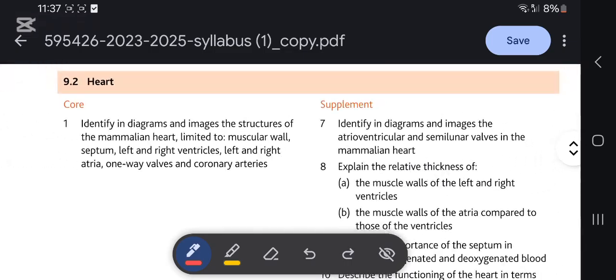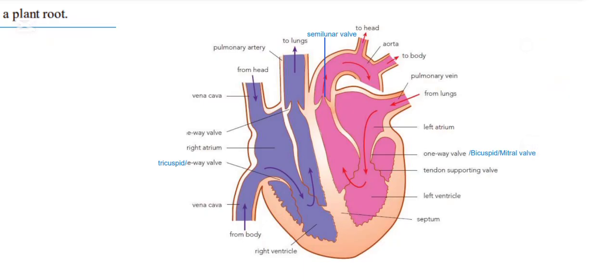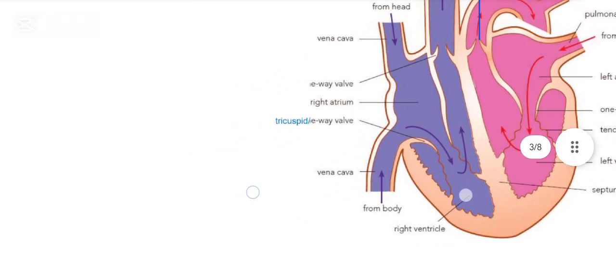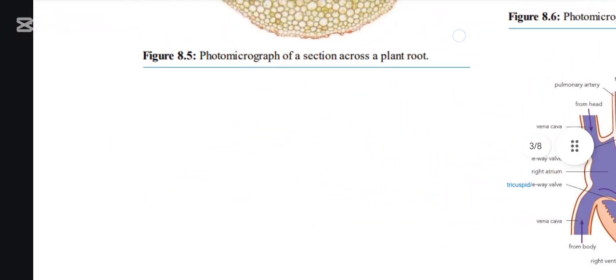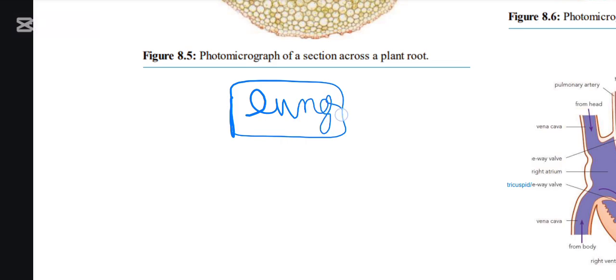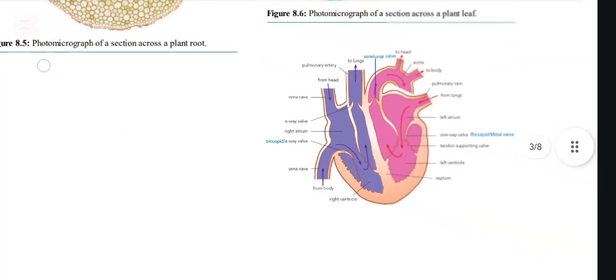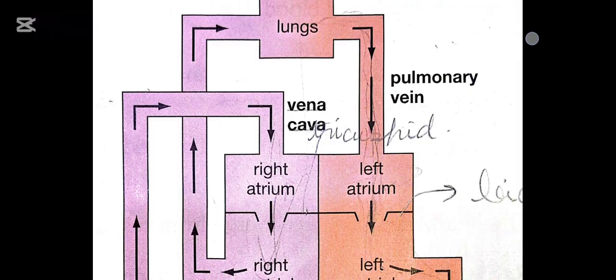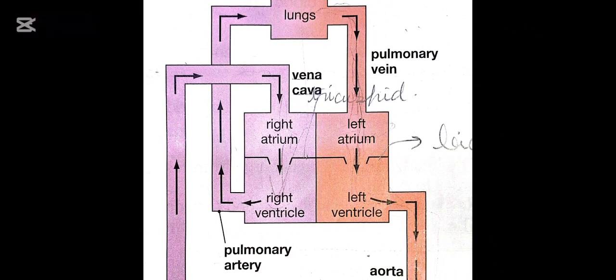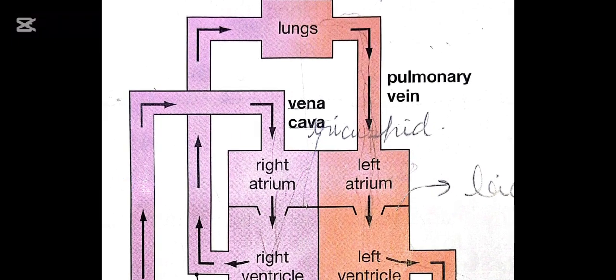Now this is the diagram of the heart. One diagram that really helps me remember is this: these are the lungs. This is a diagram which was sent to me by one of my students. It is really helpful because you can memorize it really easily.